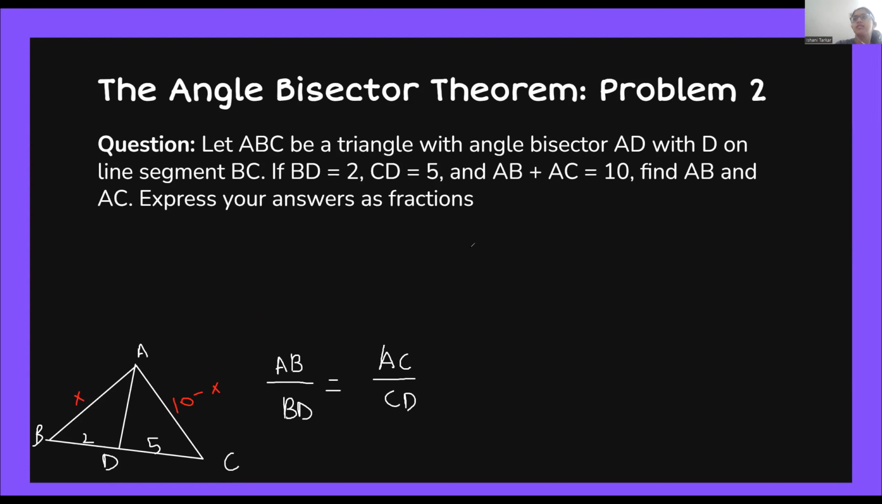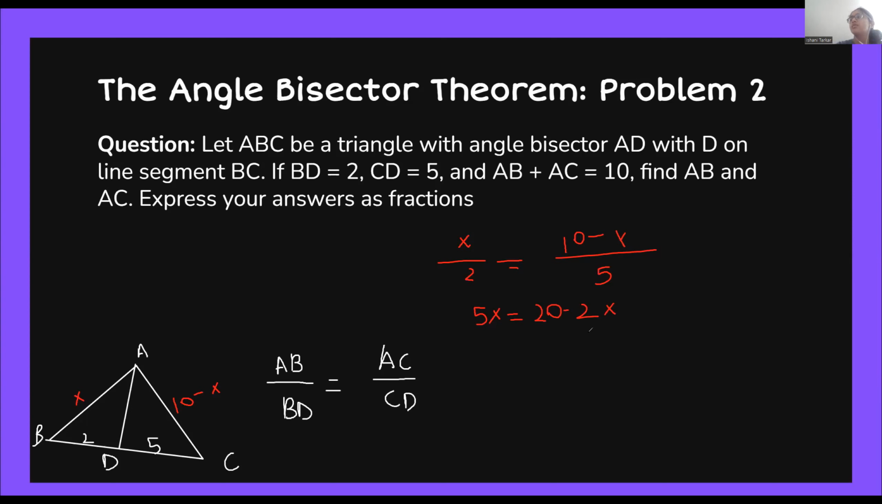So now that we know that X is AB and 10 minus X is AC, we can do X divided by 2 is equal to 10 minus X divided by 5, right? So we can multiply both sides by 5 and then multiply both sides by 2, which is just multiplying by 10. So 10 times X over 2 is just 5X. And 10 times 10 minus X over 5 is equal to 20 minus 2X, right? Because we cancel the denominator and then multiply by 2 when we're multiplying by 10. So that would mean we get 20 minus 2X is equal to 5X.